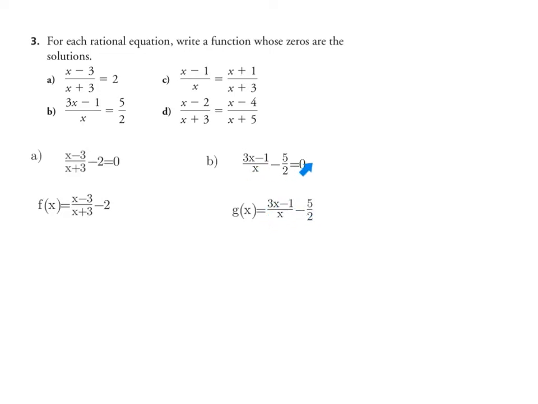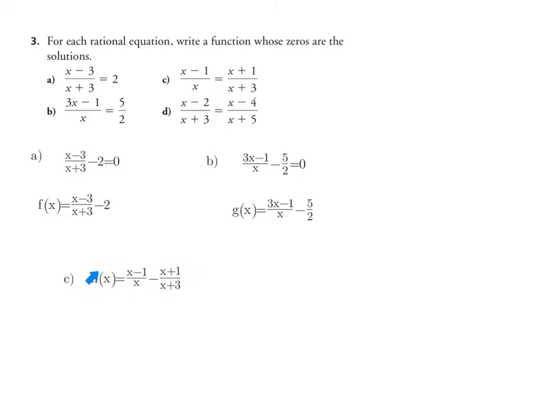Let's do c. And I'm going to even skip this step. I'll just go straight to the answer for c. All right, there it is. h of x is (x minus 1) over x minus (x plus 1) over (x plus 3). Right, because I just bring that over, it'll equal 0. And of course, that's what this, when that equals 0, that's the 0 for h of x.